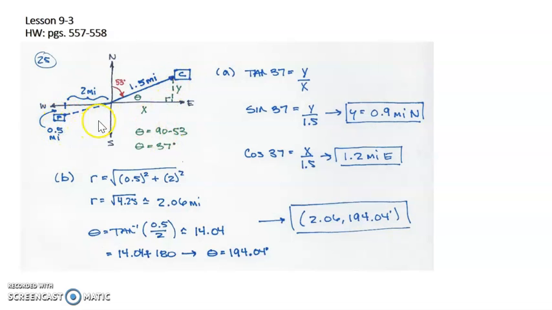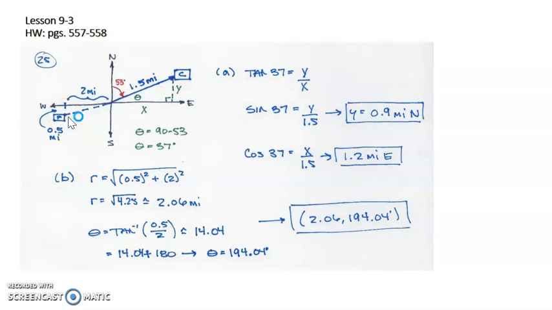B, what's going on with this one? What are my polar coordinates here? I know my x and my y. What are my polar coordinates? What is the vector that's going to go from here directly to this point? Well, this is where I use my r equals root x squared plus y squared, and I'm able to solve. So it's 2.06 miles from the origin directly to this location.